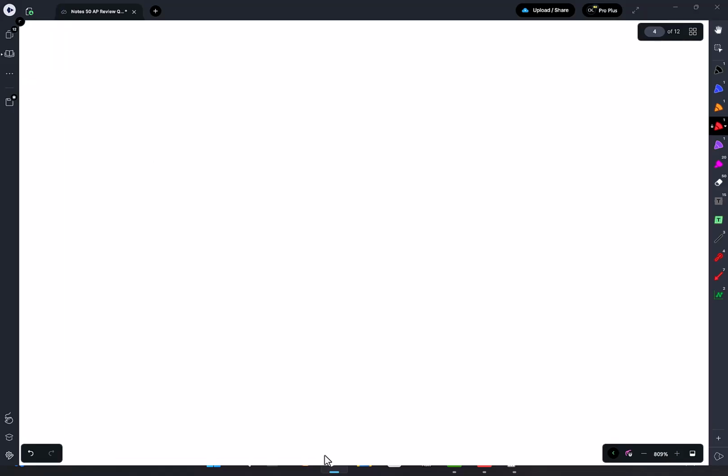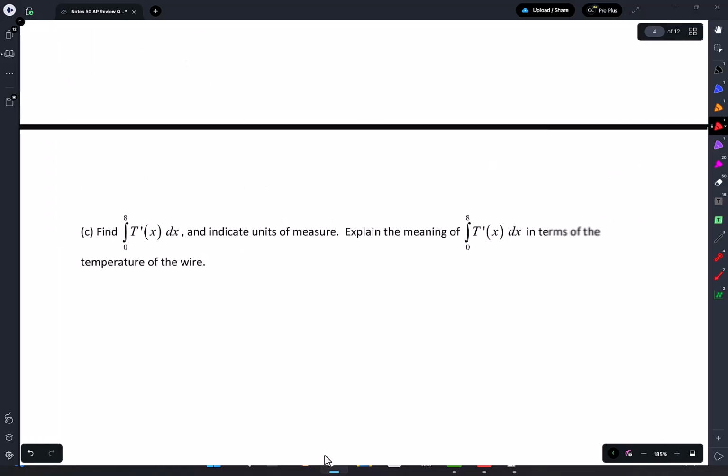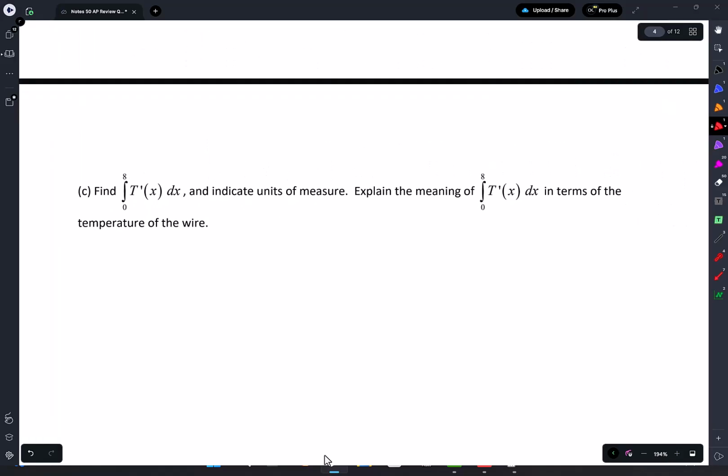Let's see what we got next. Oh, I'm loving this. They're testing to see FTC. All right, let's see what this says. Find the integral between 0 and 8 of t prime of x dx and indicate units of measure. Explain the meaning in terms of the temperature of the wire. What are you thinking, Ms. Kyle? When you see this question, what's going through your brain?